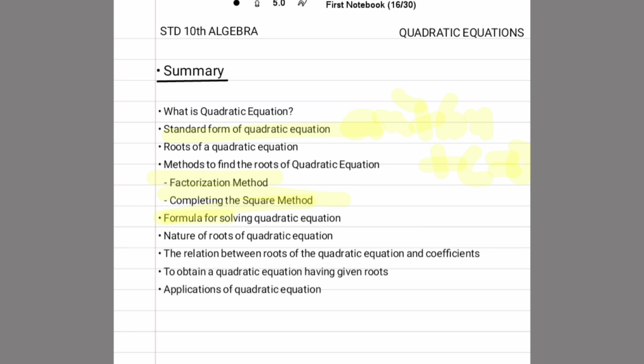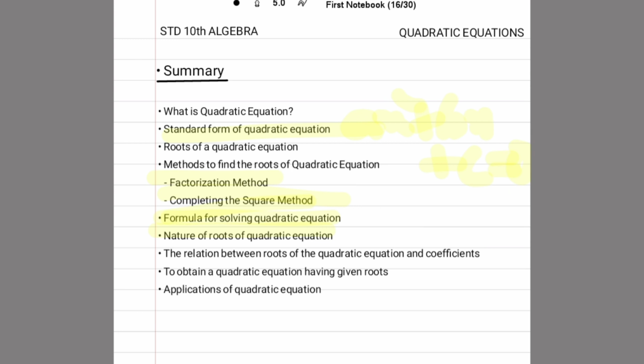Next is the formula for solving the quadratic equation. We learned the formula which I told you, you have to remember throughout your lives. You will need it very frequently for finding the roots of the quadratic equation. So if you do not know the factors, you can simply substitute the values of the coefficients in that formula and get the values of the roots. So the formula was minus b plus minus root of b square minus 4ac upon 2a. Right? Next was the nature of roots of the quadratic equation.